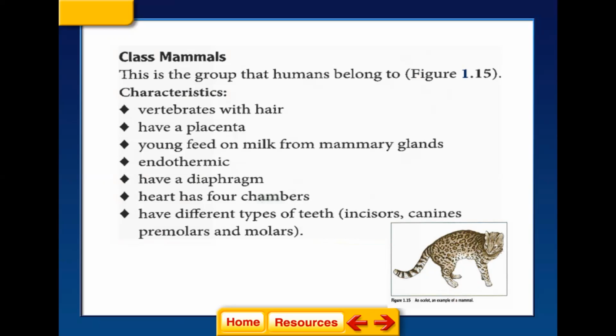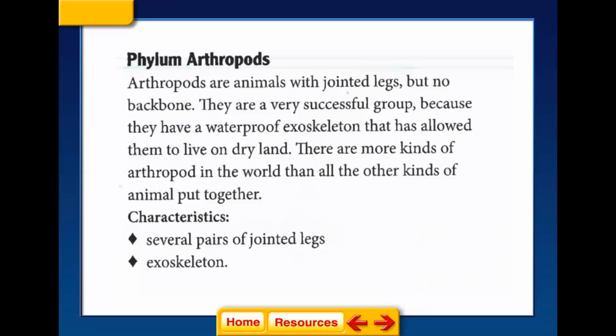By the way, not all mammals give birth. A few of them lay eggs. All are endothermic, maintaining body temperature and generating the heat internally. They have a diaphragm. It's a dome-like muscle that separates the chest cavity from the abdominal cavity and helps in breathing. They have a heart with 4 chambers, like birds. They have different types of teeth: incisors, canines, premolars, and molars. That's it for vertebrates.